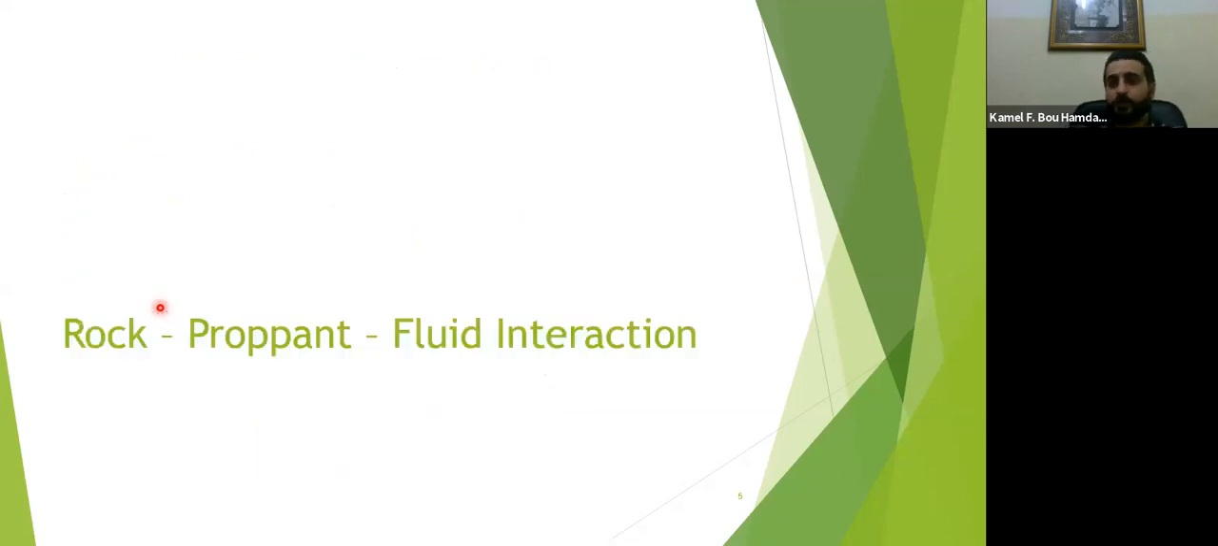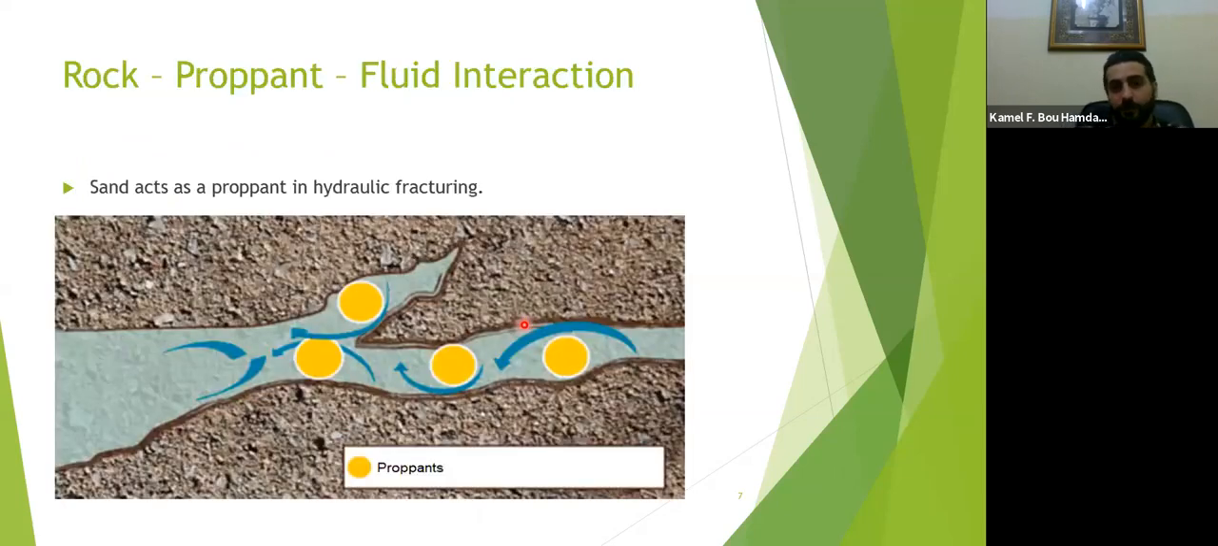So, starting with the interaction of the three main parameters. If you look at this image over here, we have a rock, and it has a fracture within it. Inside the fracture, you can see the sand, which now behaves as a proppant. This sand is filling parts of the fracture. The arrows tell us that we have a pathway for the fluids to pass through in this direction.